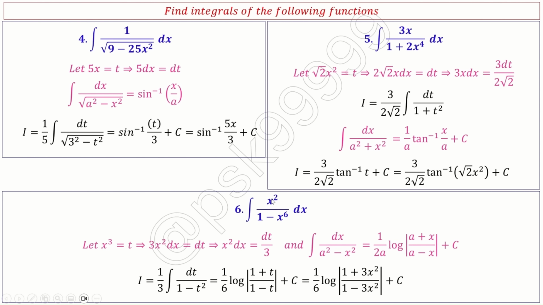Okay, integration of x square by 1 minus x to the power of 6 dx. So take x cube as t, then you will get 3x square dx as dt. x square dx is dt by 3. So my integration is nothing but 1 by 3 integration of dt by 1 minus t square. I am applying this formula here. Okay, so the answer is 1 by 6 log of 1 plus x cube by 1 minus x cube plus constant.